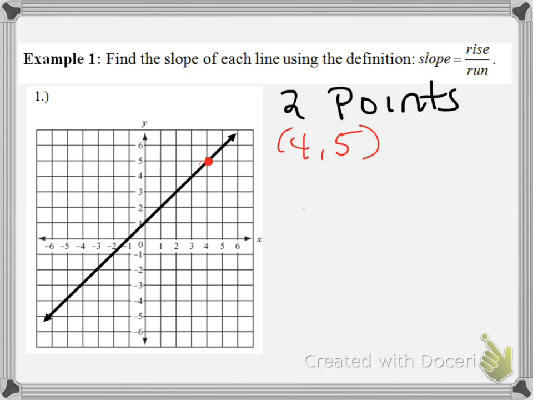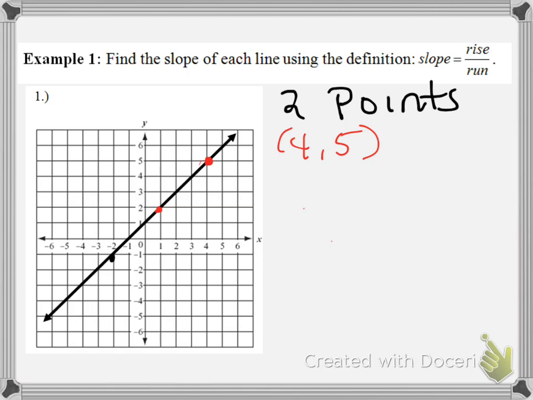Now, is that the only points you could have picked? No, you could have picked a whole bunch of other points because we still have this point over here. There's a whole bunch of points on this line that you could have selected. It doesn't matter as long as you have 2 points on a line.